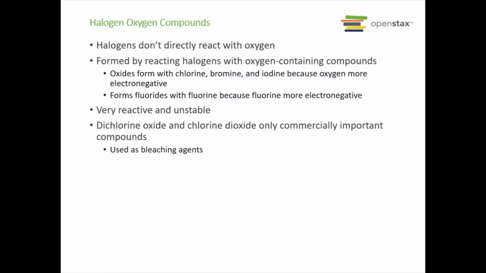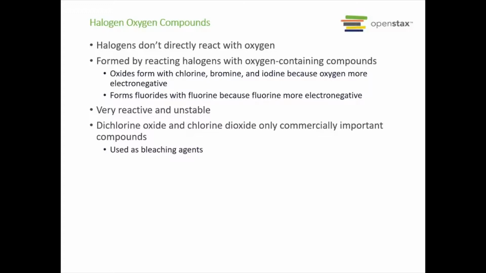Halogens don't directly react with oxygen, but we can form halogen-oxygen compounds by reacting halogens with oxygen-containing compounds. So the oxides will form with chlorine, bromine, and iodine because the oxygen is more electronegative. So chlorine, bromine, and iodine with oxygen form oxides. But with fluorine, we get a fluoride because fluorine is more electronegative, so it's no longer considered an oxide.